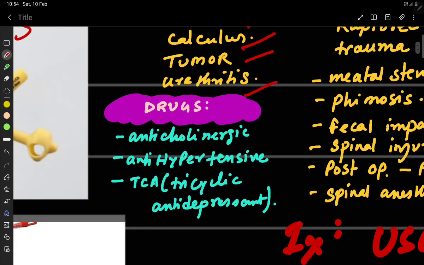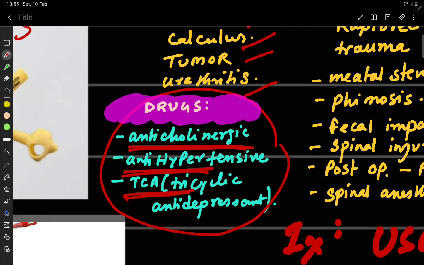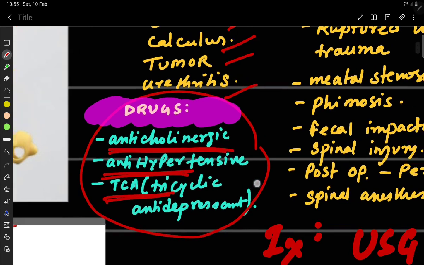Next, if the patient is under chronic treatment for hypertension and using antihypertensives for a prolonged time, or is under prolonged use of tricyclic antidepressants or anticholinergics, these also hamper the activity of the bladder, and retention of urine may occur.